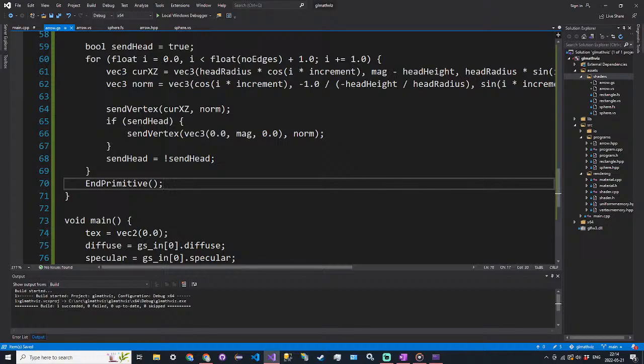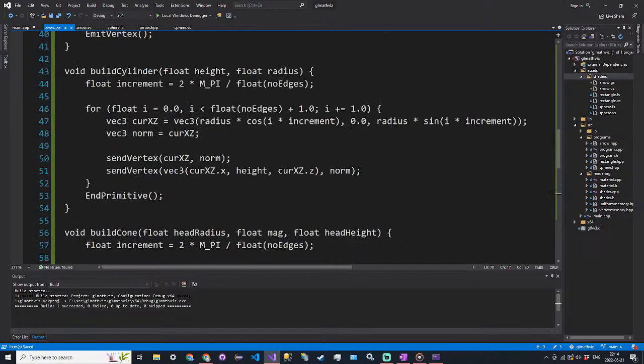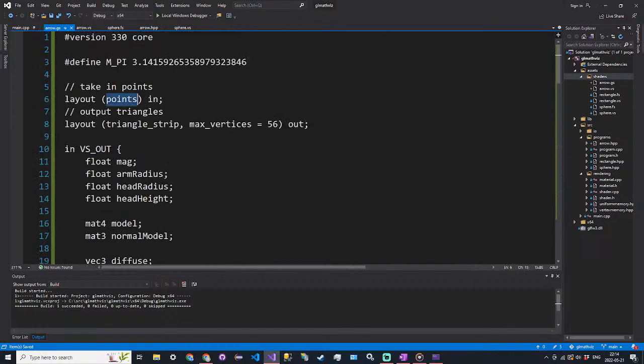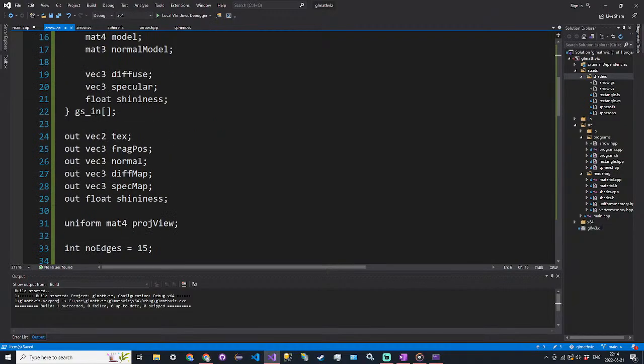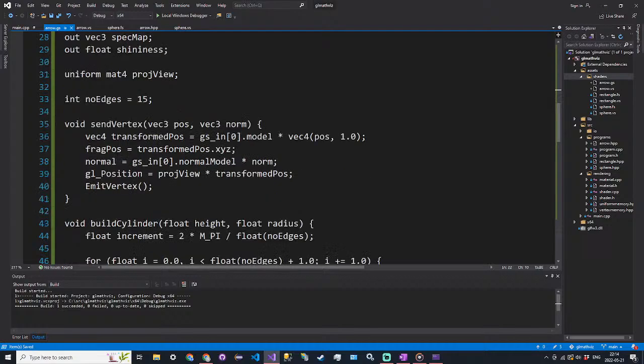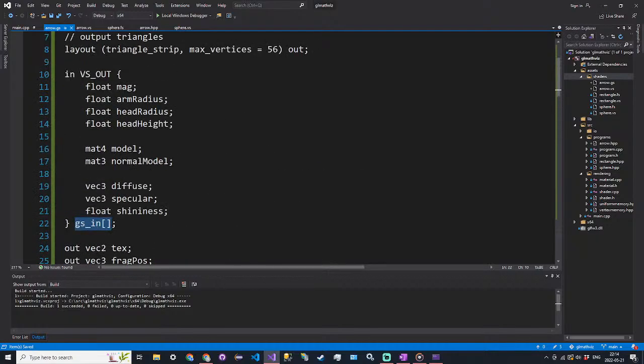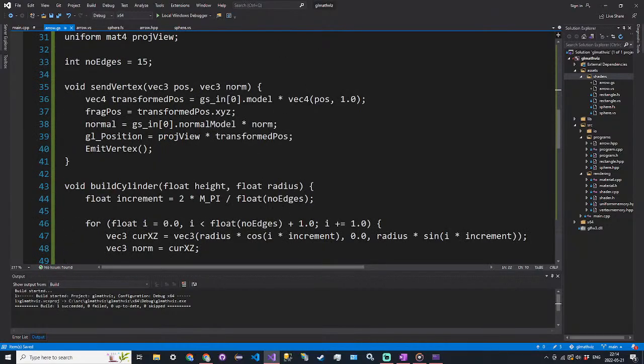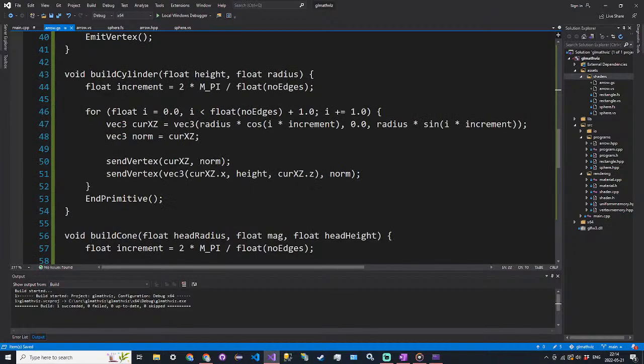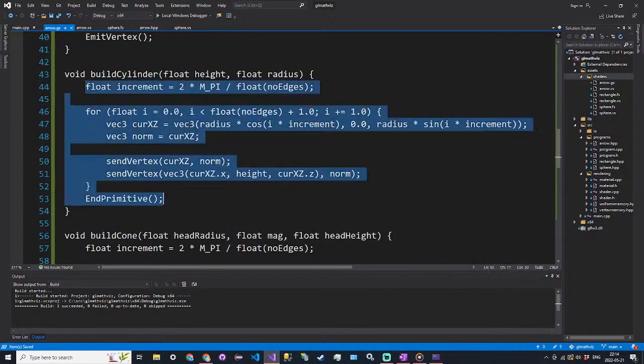So the geometry shader is super cool. You give it how many vertices you want. We're giving it a point, meaning it just takes in one vertex. So we have a GS in here of an array, but it's just length 1. And we're just using all these values to calculate our coordinates. So we build the cylinder in its basic form.